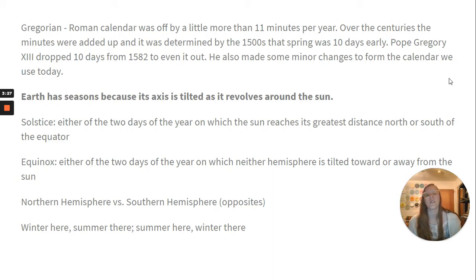Solstice: either of the 2 days of the year on which the sun reaches its greatest distance north or south of the equator. Equinox: either of the 2 days of the year on which neither hemisphere is tilted toward or away from the sun. So northern hemisphere versus southern hemisphere, like we talked about, their seasons are opposite. When it's winter in the northern hemisphere, it's summer in the southern hemisphere. When it's summer in the northern hemisphere, it's winter in the southern hemisphere.